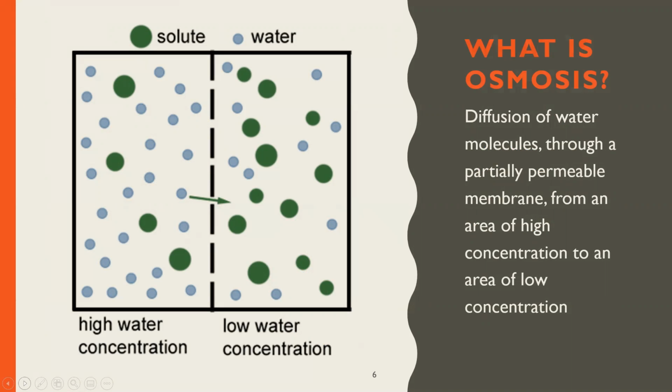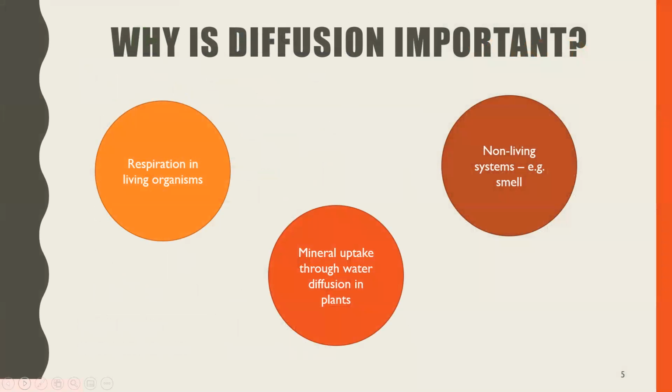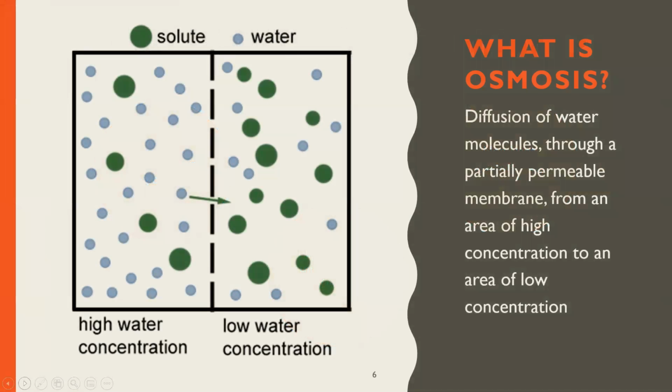So osmosis is the diffusion of water molecules through a partially permeable membrane from an area of high water concentration to an area of low water concentration. For example, if you have a very dilute solution, this means it has a lot of water molecules. It has a high concentration of water molecules, whereas a concentrated solution contains a low concentration of water molecules. The reason why this is important, looking back at our previous slide for mineral uptake through water diffusion in plants, is that it allows water to move into the areas where it is needed, where there is a low concentration of water molecules.